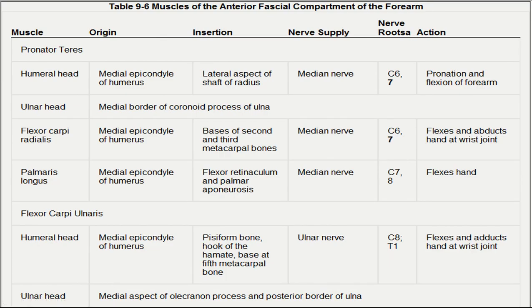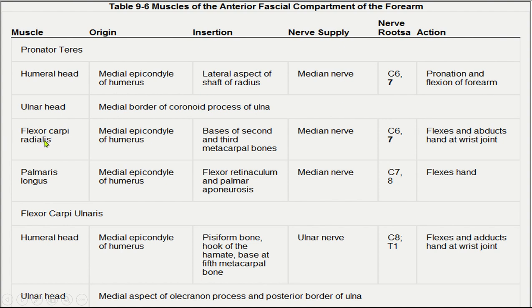So in this diagram we can see pronator teres. The origin of this muscle is, for the humeral head, from the medial epicondyle of humerus, and the ulnar head arises from the medial border of the coronoid process of ulna. The insertion of this muscle is on the lateral aspect of the shaft of radius. It is supplied by the median nerve. The nerve roots are C6, C7. Action is pronation and flexion of forearm.